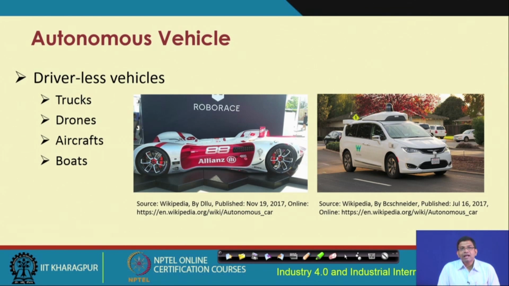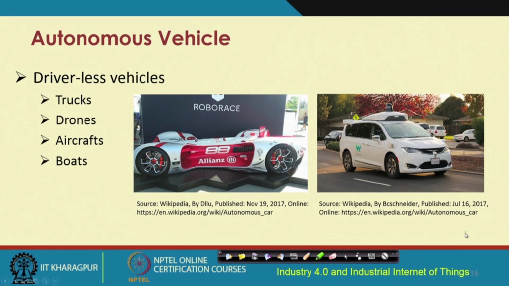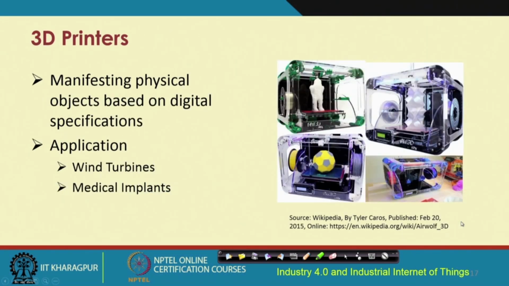Driverless aircrafts are a reality now, and also driverless boats and many others, particularly in agriculture, people are now talking about the use of driverless tractors. So, all these are possible with the introduction and use of artificial intelligence and advancement in robotics. 3D printers, basically you give any shape, and these machines will manufacture a particular product according to the specified shape.